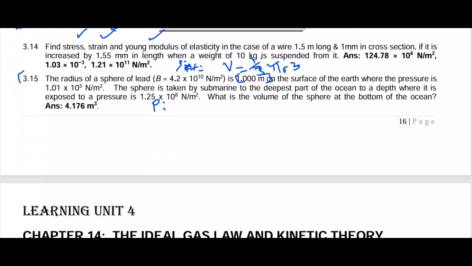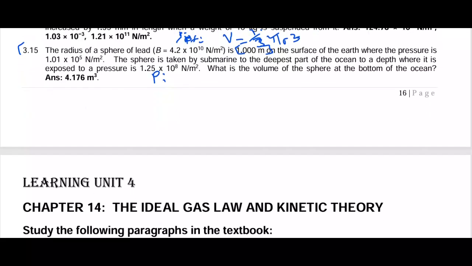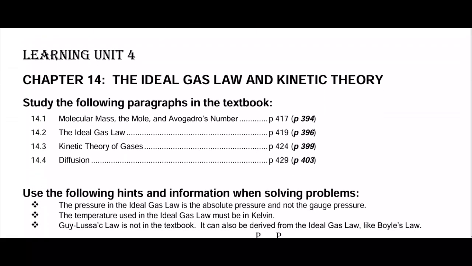From that part, next we'll be dealing with learning unit 4, which is chapter 14 in the textbook: the ideal gas law and kinetic theory. We're going to be talking about the molecular mass, the mole, and Avogadro's number, the ideal gas law, the kinetic theory, and diffusion. So it's all going to be that.